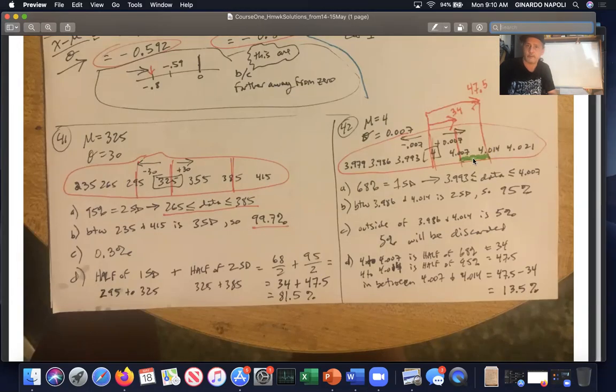Okay, well, if there's 47.5% between 4 and 4.014, we don't want to count the numbers in between 4 and 4.007. So that's why we take away the 34%, because we only want the percentage between these two. So you basically subtract these two numbers, is how that works.